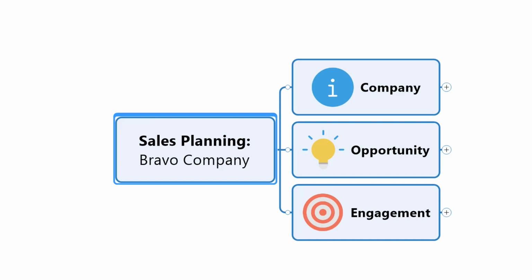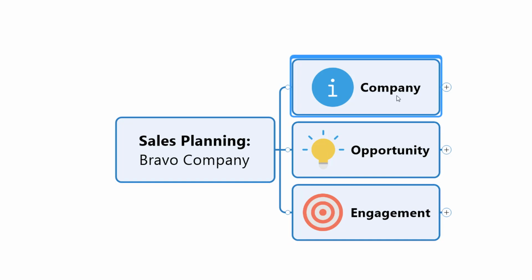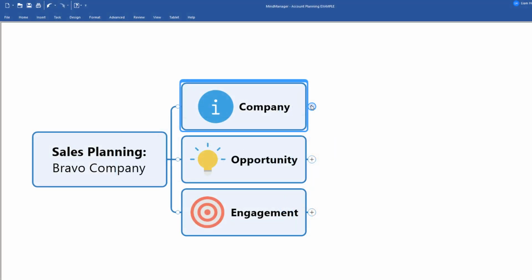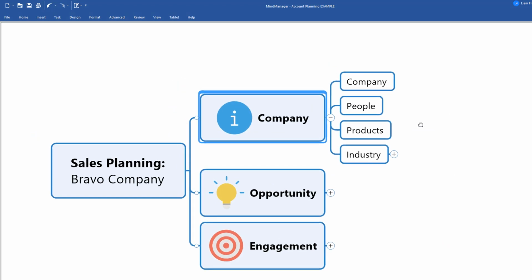So here, for example, I've just got a simple map template that's going to make me think through the company information I need to pull together. Then it's going to help me to explore and consider the opportunity that's in front of me, and then start to plan out my engagement, how I'm going to try and make that sales process happen. So let's take a look at each one of these in turn as we explore the possibilities within the mind mapping software.